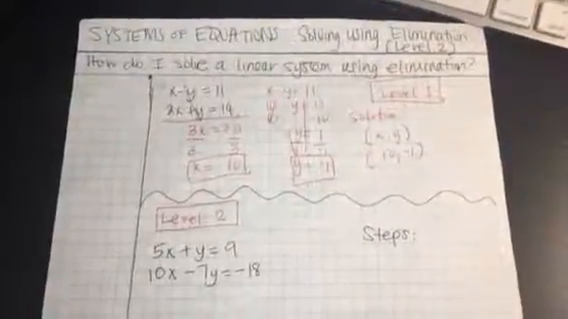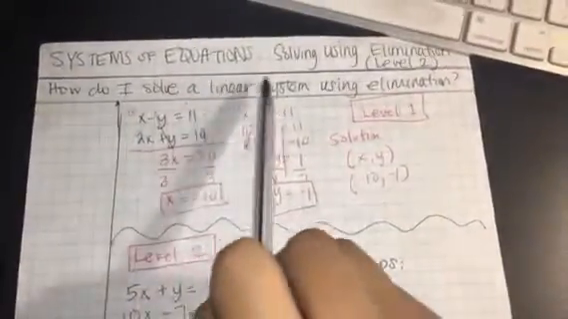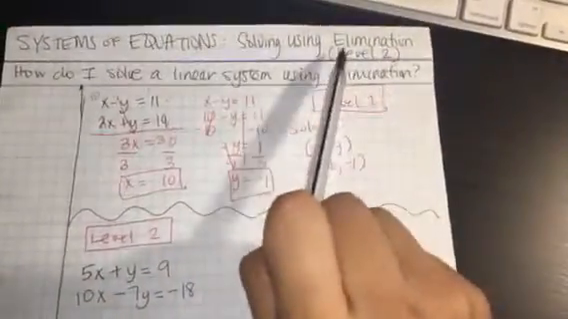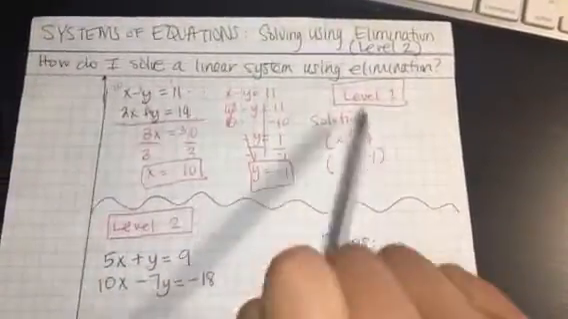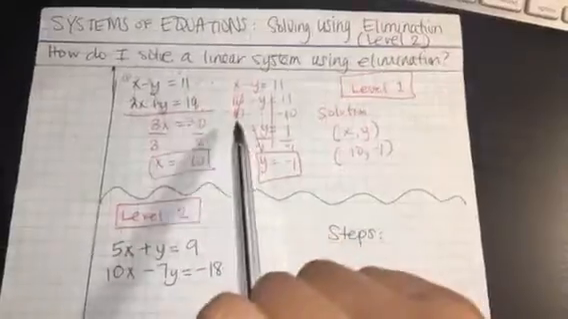All right, guys, so these are the notes that you should have copied down already. I want to go ahead and just let you know what we're doing today. So, systems of equations, solving using elimination, level 2 problems now. You're familiar with this, or at least you should be if you're at the point where you are right now.